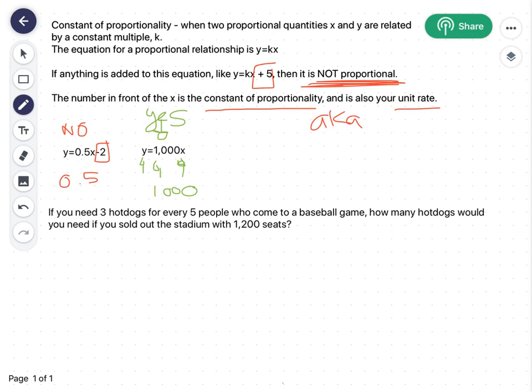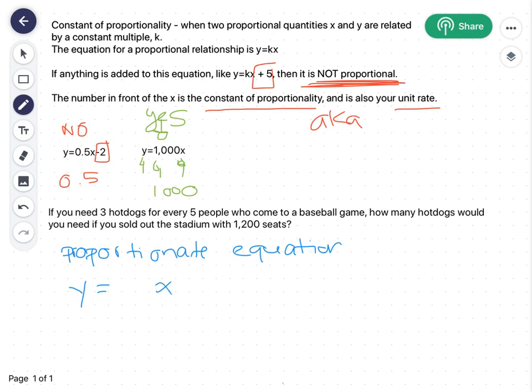If we go look at the example problem below, it says if you need 3 hot dogs for every 5 people, so 3 hot dogs per 5 people who come to a baseball game, how many hot dogs would you need if you sold out the stadium with 1,200 seats? Okay, in order to find this, we need to write the proportional equation. Okay, and that is our y equals something x equation.